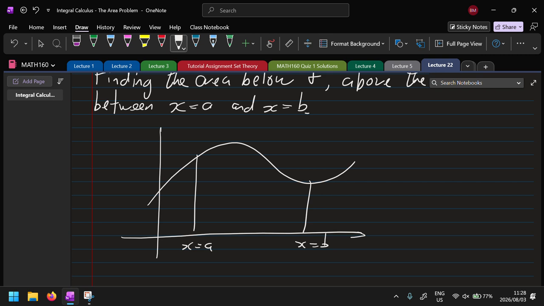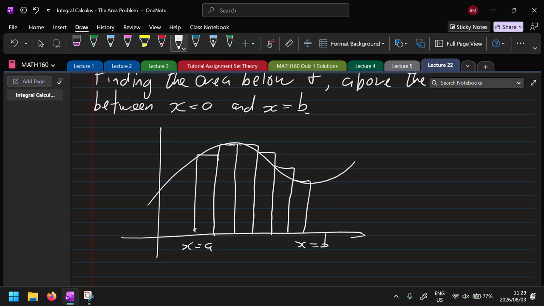We're going to chop it up into rectangles because that seems pretty easy, right? If we know the area of a rectangle, we can find the area of the shape if we chop it up like that. So the idea is to take the interval from a to b, chop it up into rectangles, and we get the following picture here.